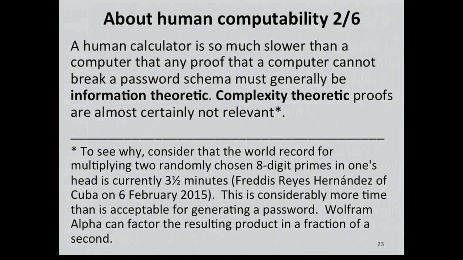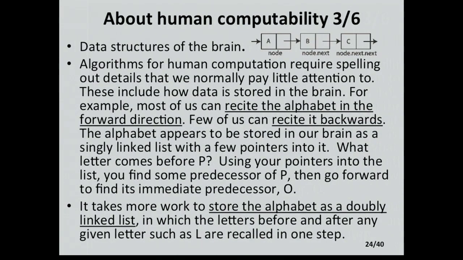Freddy Hernandez, 6 February 2015, not that long ago. There are championships on this. 3.5 minutes is a lot more time than is acceptable for generating a password. And yet Wolfram Alpha can factor the resulting product in a fraction of a second. So the point is that complexity theory is not what's coming in here. It's information theoretic.